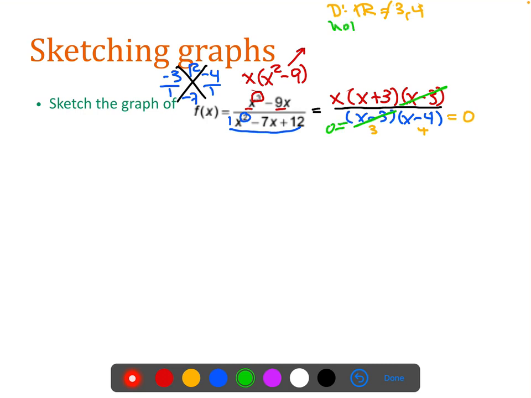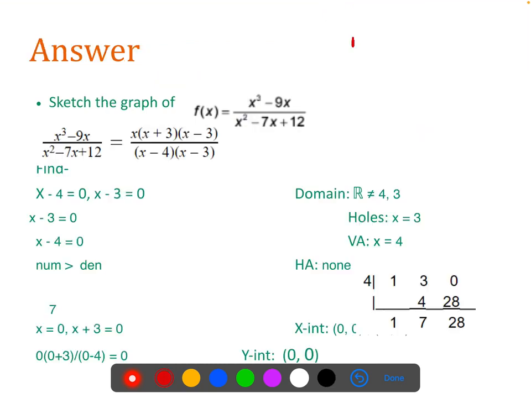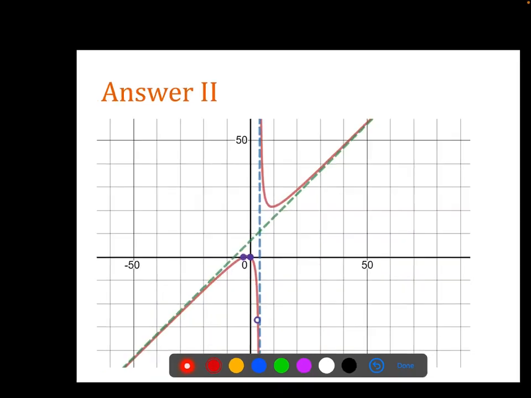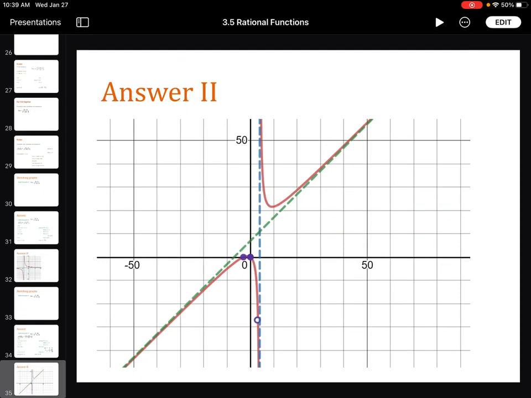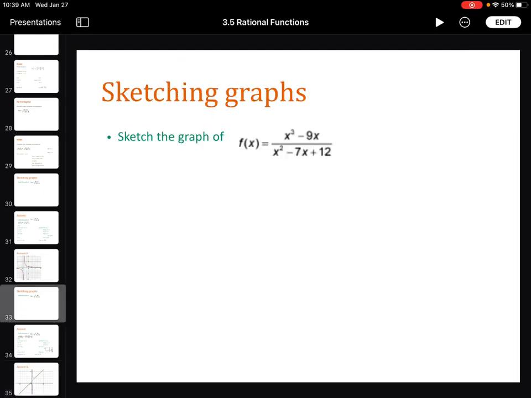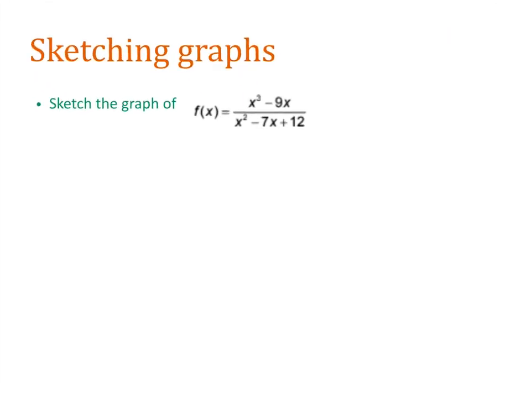Then I go ahead and cancel x minus 3. So when you set that equal to 0, you get 3. So that means I have a hole at 3. And then I make sure I rewrite this fraction. That's x plus 3 on top, and on bottom, it's x minus 4. So to find the VA, you set the bottom equal to 0. Well, that's 4. So there's a VA.